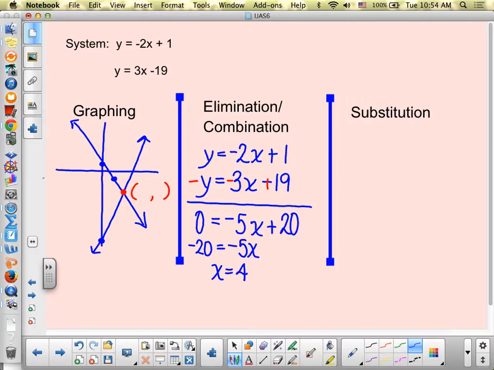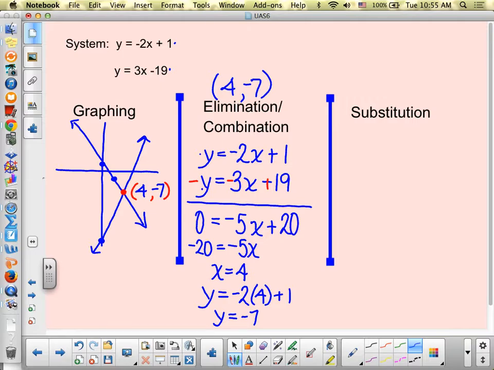Then we have a choice. We can take this x and plug it back into either one of the original equations or the two that we used for elimination and find the y value. I'm going to choose the top equation. Y is -2 times our x value at 1. So our y value is -8 plus 1, -7. These two lines would meet at the ordered pair 4, -7 if graphed. Okay, so this one's an algebraic method, the elimination combination, and the first one was a graphical method. So if we say solve algebraically, graphing is not one of your choices.